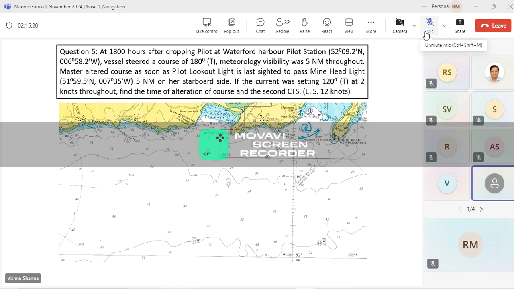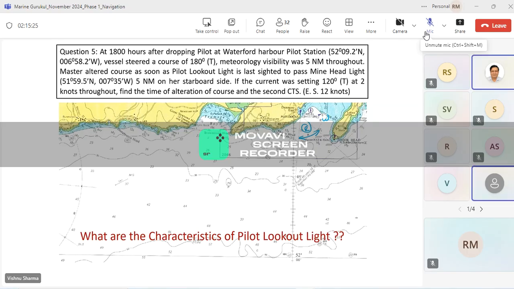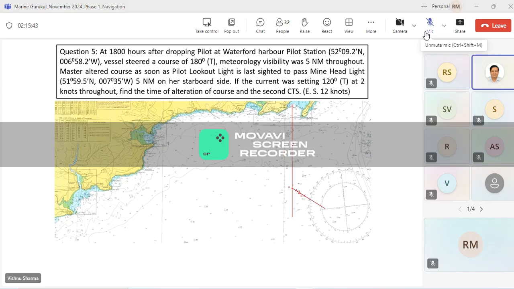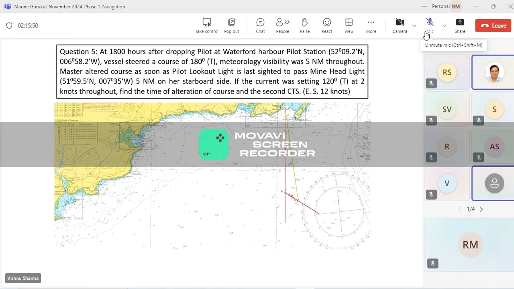Okay, now we draw the CTS through the pilot boarding ground. What are the characteristics? We have already discussed it. We draw the CTS through the pilot ground and mark off the distance equal to 1 hour. If we make a triangle for 1 hour, we get point A. At point A, we allow for current for 1 hour. We get point B. We get this line on which the vessel will be located when the alteration takes place. It can be extended also if required.